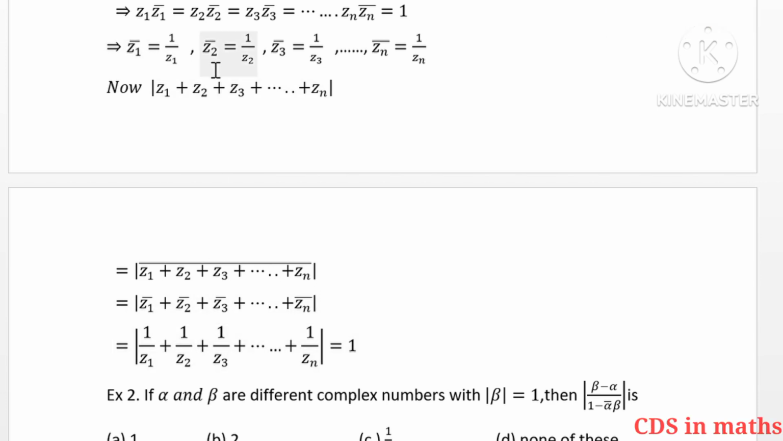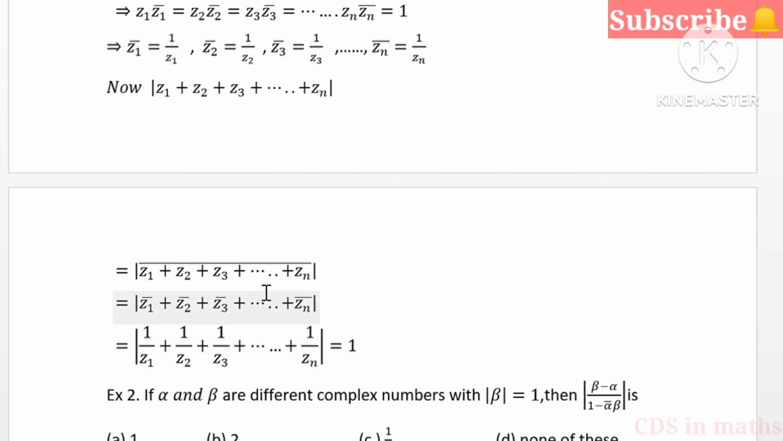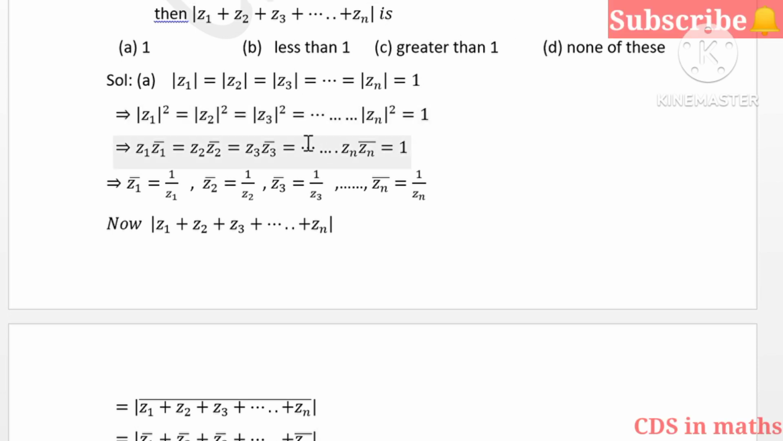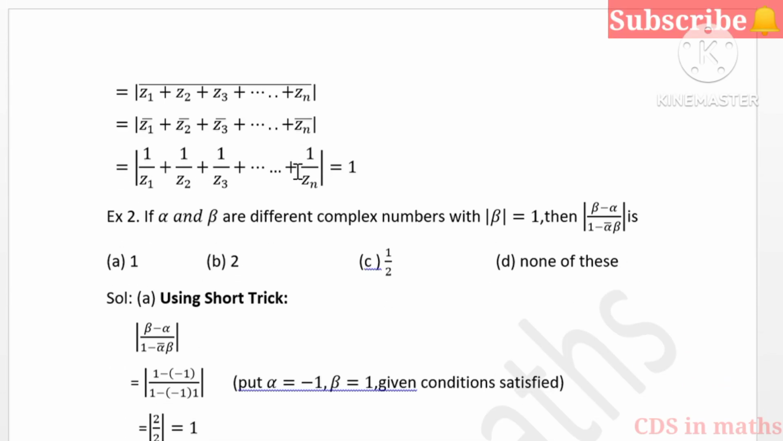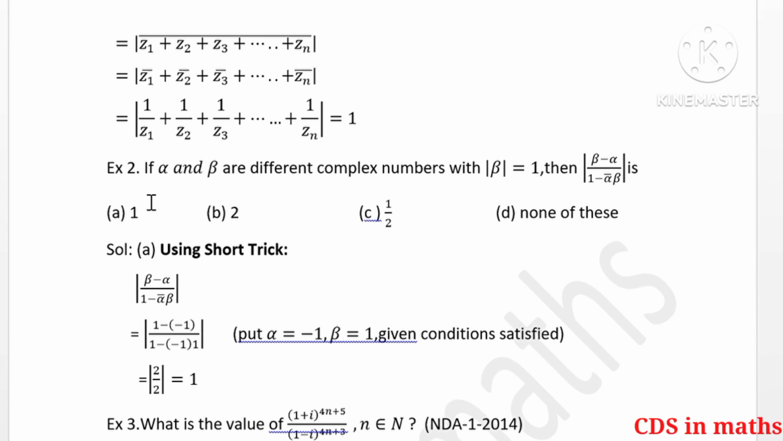Now z1 bar I can replace by 1 by z1, z2 bar is equal to 1 by z2, z3 bar is 1 by z3, zn bar is 1 by zn. And the value of this sum is 1, as they have given. So what is the value of this? The answer is 1.